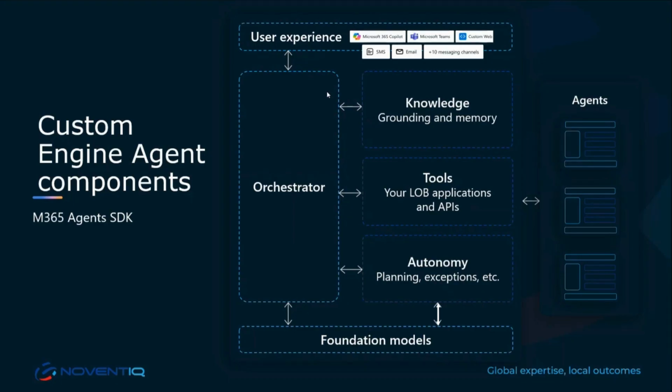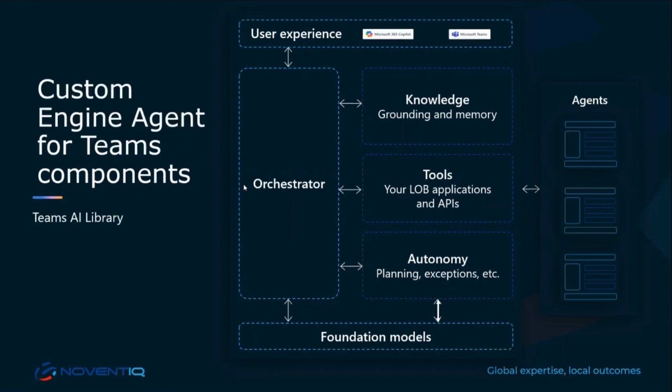The knowledge source again is swappable, the tools are swappable, and the autonomy part for planning and exception handling and everything. This is where the orchestrator plays a huge part, right? The whole SDK is built in for LangChain and Semantic Kernel, but there are other orchestrators too, and as and when they come, Microsoft will add support for them all, right?